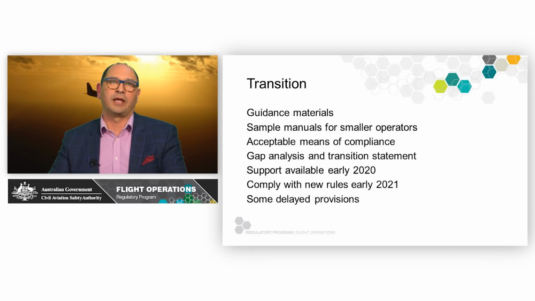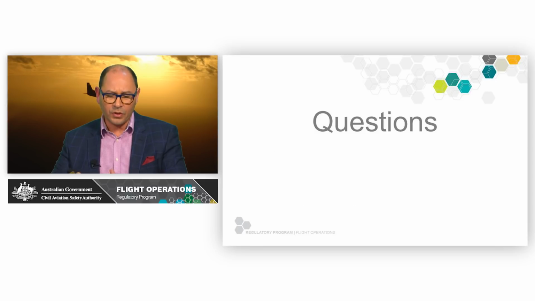And what we're planning is to make the rules this year, and we intend to have all the support available by early 2020. So around the March 2020 time frame, we want CASA to be completely ready to help industry to transition to the new rules, and then you'll need to comply with the new rules in early 2021. And as Scott mentioned, subject to your feedback, we expect that there will be some delayed provisions where you've got longer than early 2021 to comply with those delayed provisions.